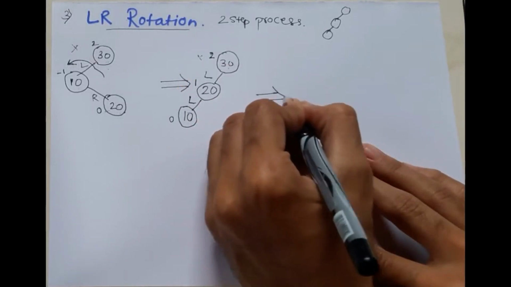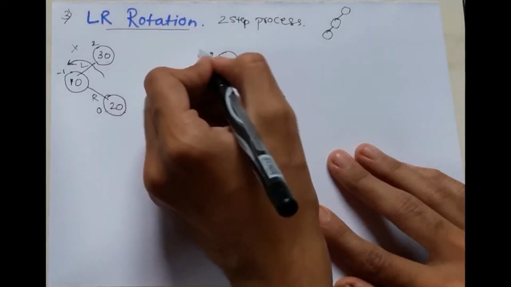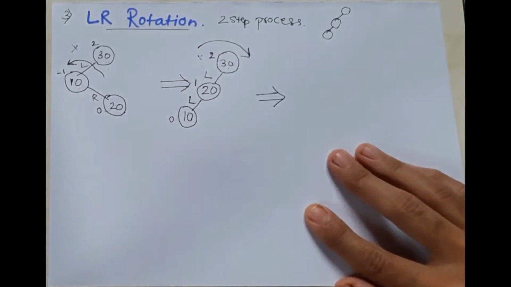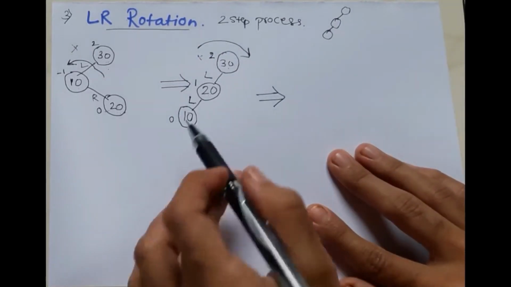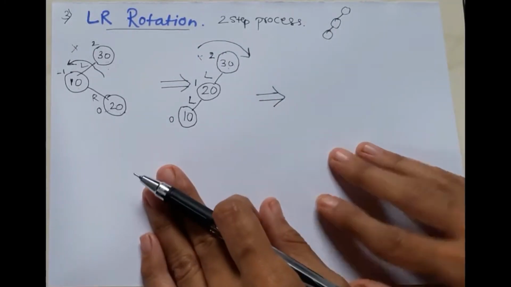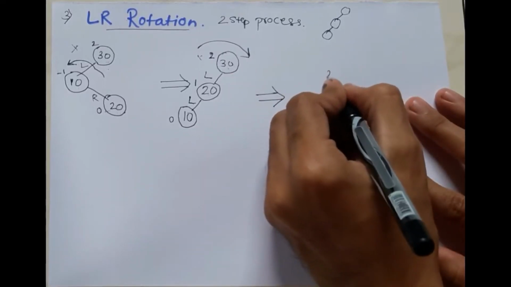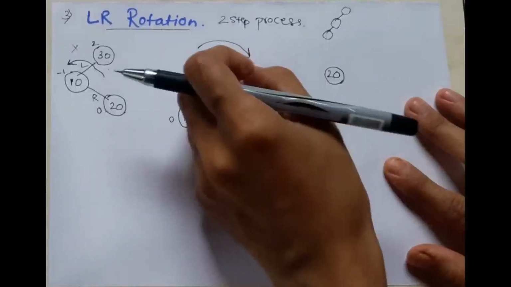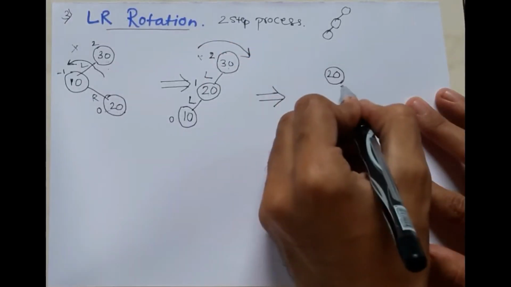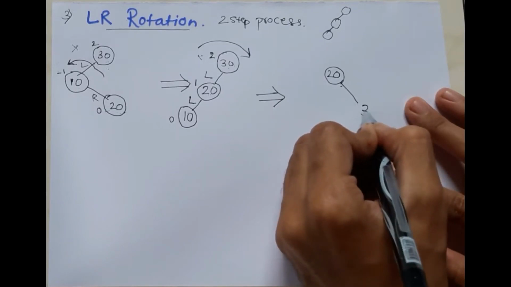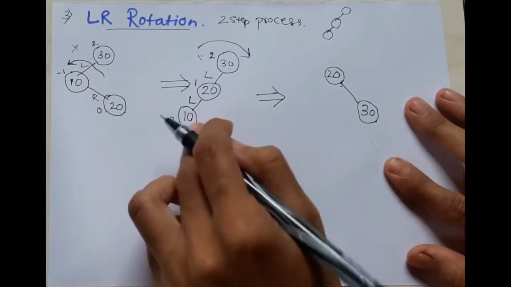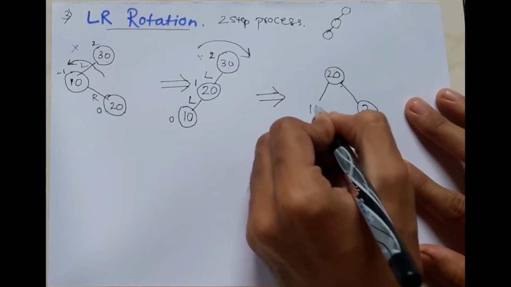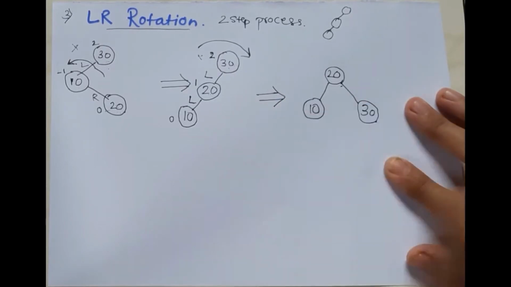So in LL rotation, what we do? We rotate this tree in the right direction. Like this. So if we rotate this tree in right direction, what will happen? 20 will become the root. 30 will be pulled down. It will now become right subtree of 20. And 10 will be the left subtree of 20.